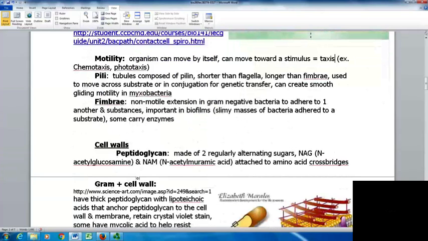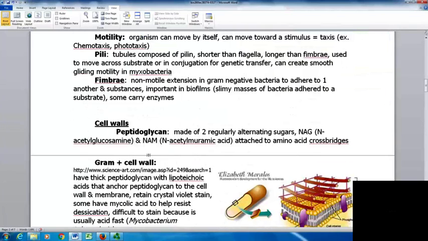The cell walls are going to have peptidoglycan in them. Peptidoglycan is made of two regularly alternating sugars, abbreviated as NAG and NAM, N-acetylglucosamine and N-acetylmuramic acid. These are attached to amino acid chains.